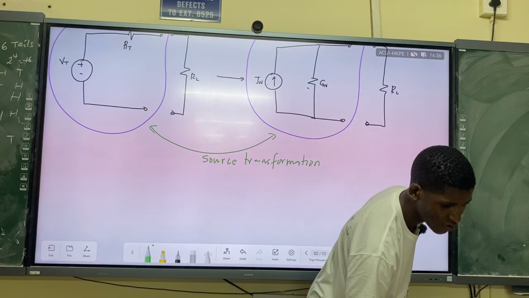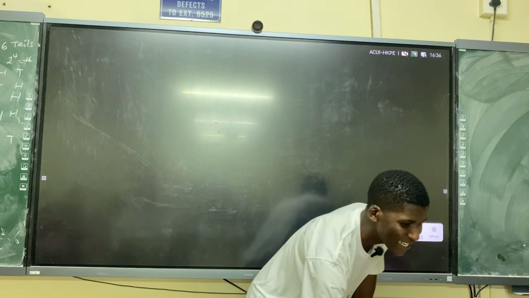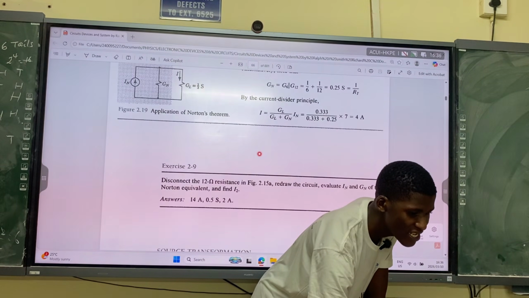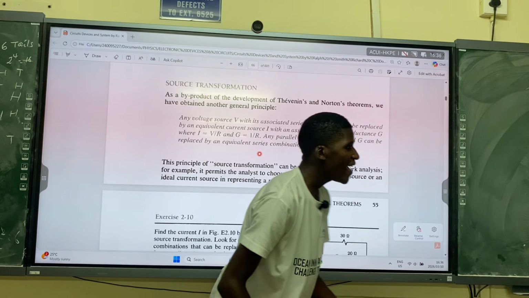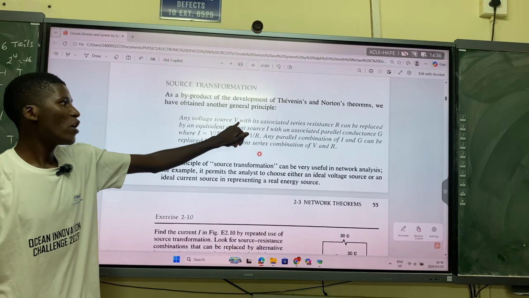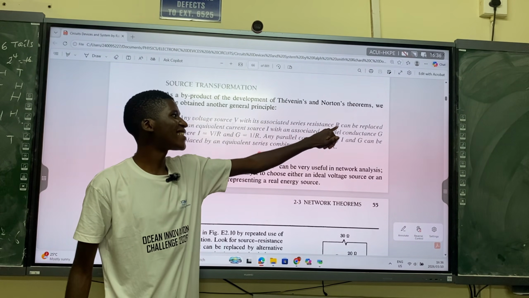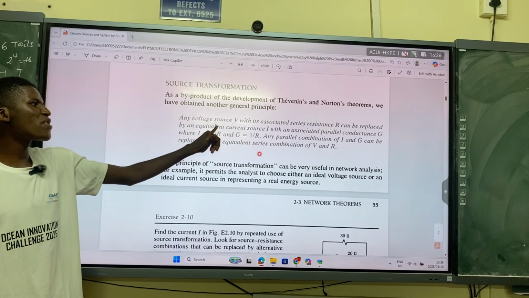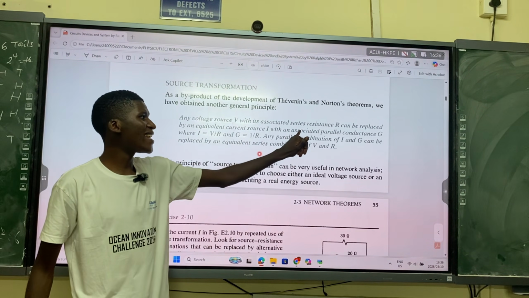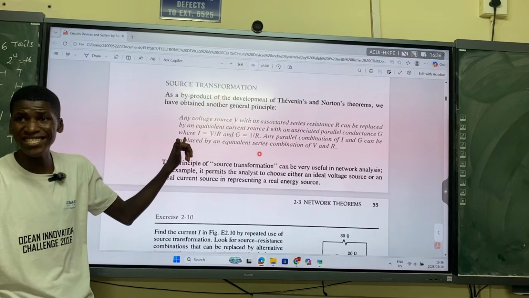All right, the source transformation theorem. What does it state? How do you state a source transformation theorem? Any voltage source V with its associated series resistance R can be replaced by an equivalent current source I with an associated parallel conductance G.